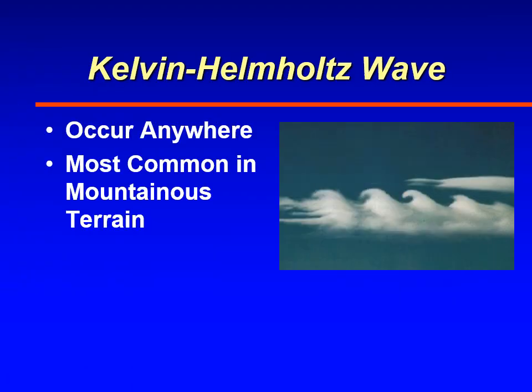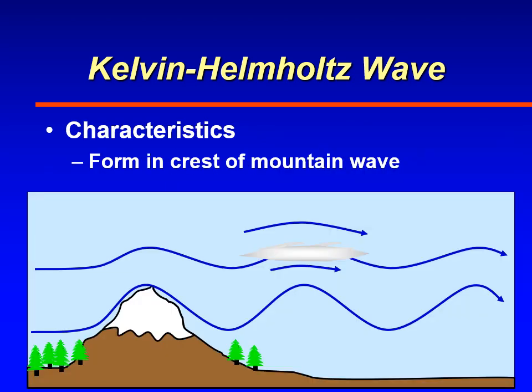The Kelvin-Helmholtz waves, we also abbreviate it to KH waves, occur anywhere in the atmosphere where there's strong shear and also strong stability. But you tend to find them more commonly in mountainous terrain. The reason for that is if there is a larger scale wave that developed, a lot of times you have enhanced shear in the crests of these waves, and typically you will see KH waves superimposed upon a mountain wave.